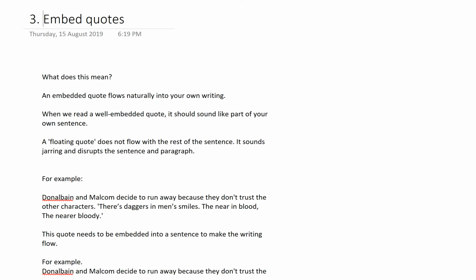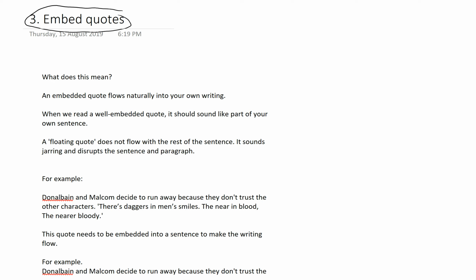So the purpose of this lesson is to look at this idea and this skill of embedding quotes. We talked in the last lesson about the fact that we need to put quotes into our essay. It's not enough just to say something about the character or something about what happens, but to be really thorough with our evidence and with our detail, we actually need to include quotes.